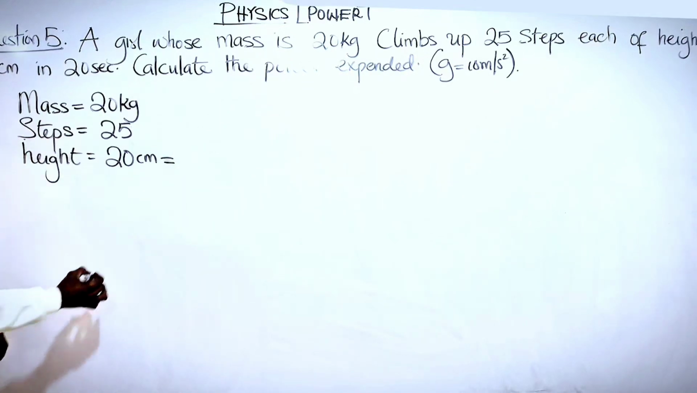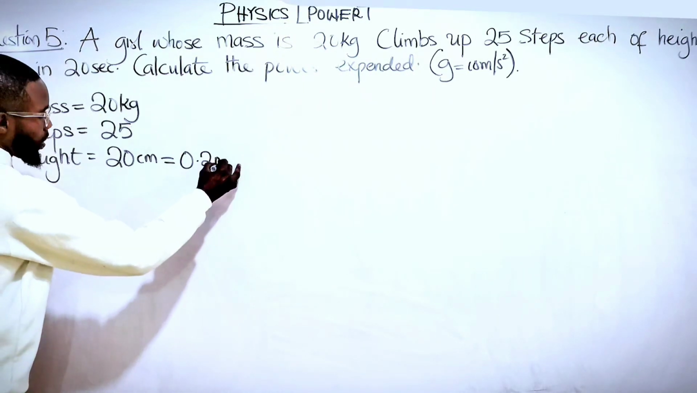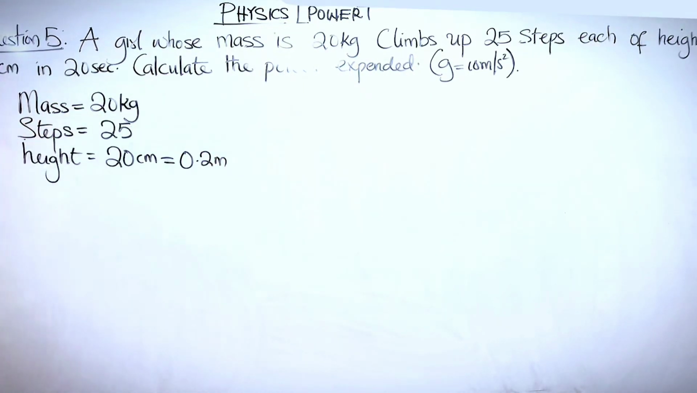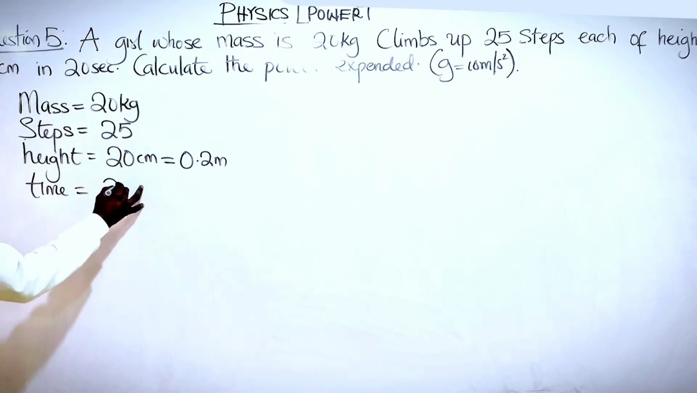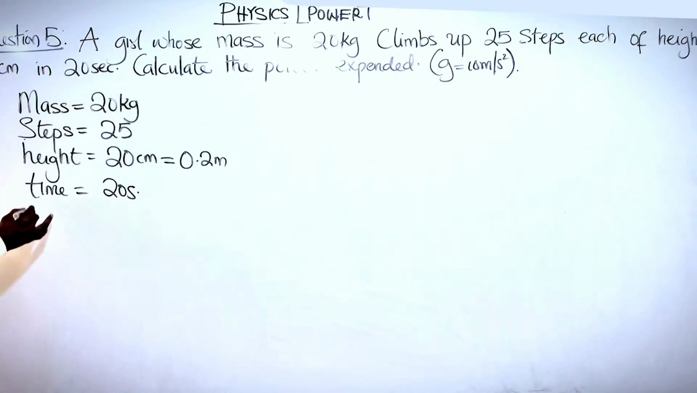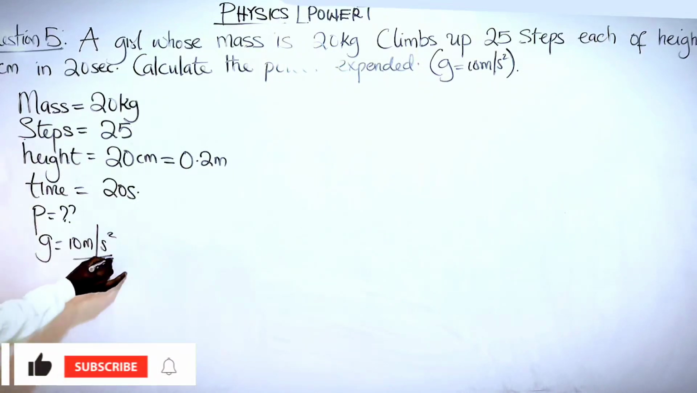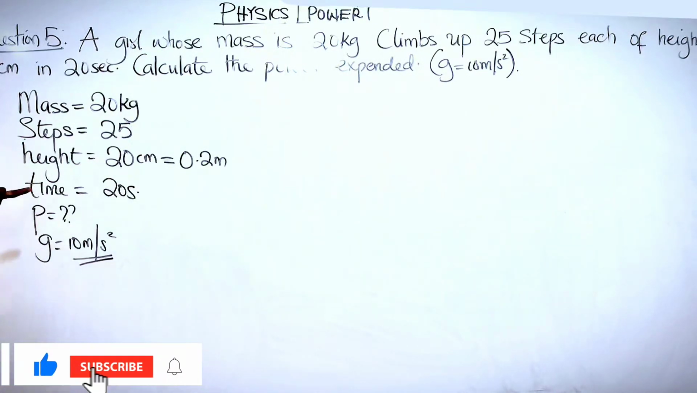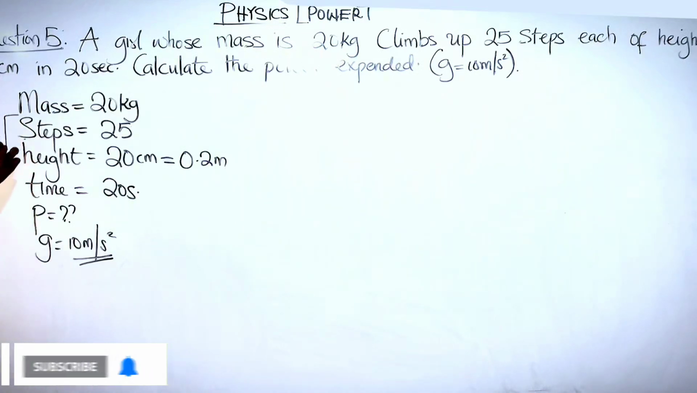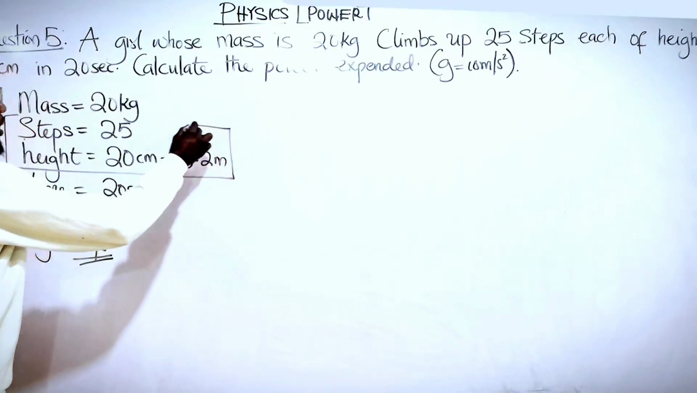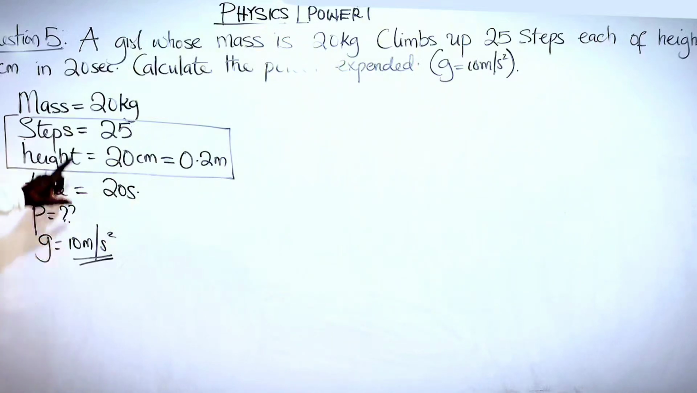That should be approximately 0.2 meters, right? You should know your conversion, right? In 20 seconds. So we're given the time as 20 seconds. And that's to calculate the power expended. What is the power if g is 10 meters per second squared? So you can see the regular questions like these that might come up, and the conundrum would be where we have the height and the steps, right? So I'll have to explain this.